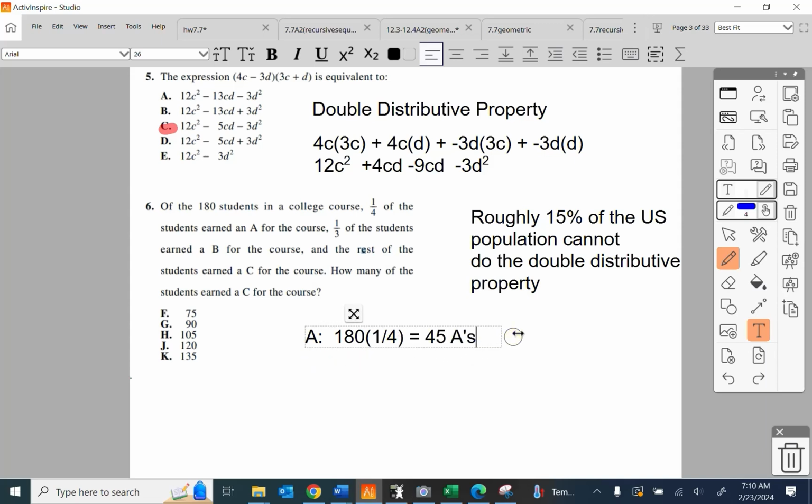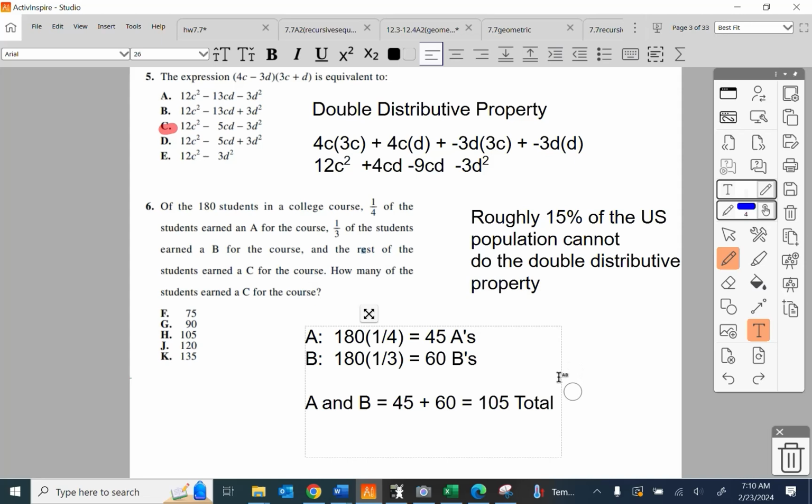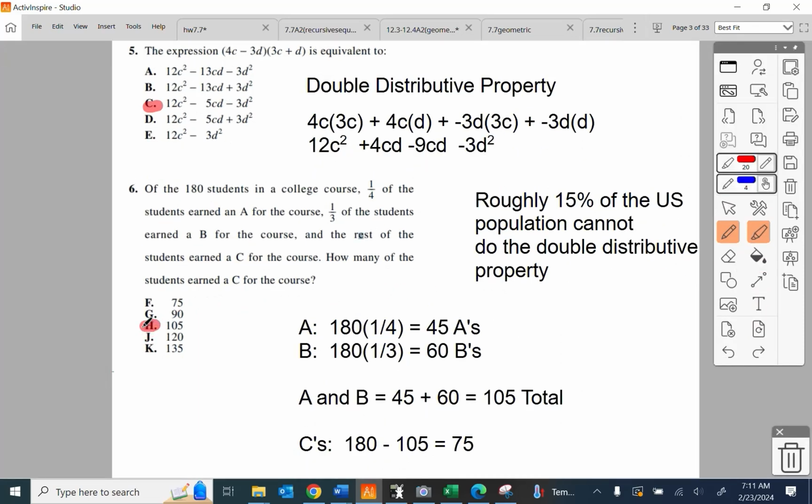So there's 45 A's. A third earned a B. And again, if you don't know what buttons to push, there's 60 B's. And the rest earned C's. So A's and B's is going to be 45 plus 60, which is 105 total. The rest of the kids earned a C, so the C's have to be the 180 students minus 105, which is 75. I just can't believe nobody failed. That's amazing. That's also a lie. Anyways, that's number 6.